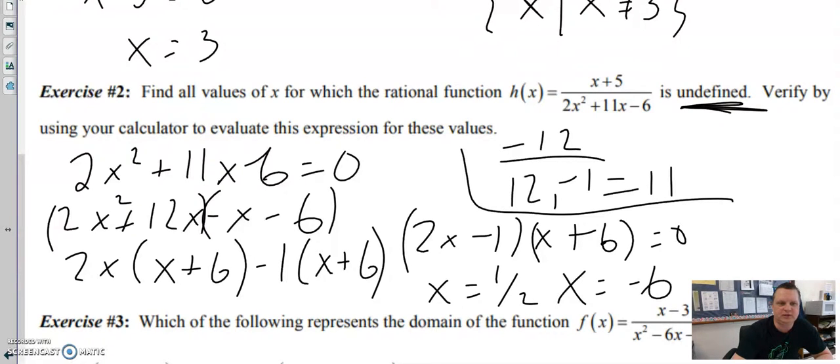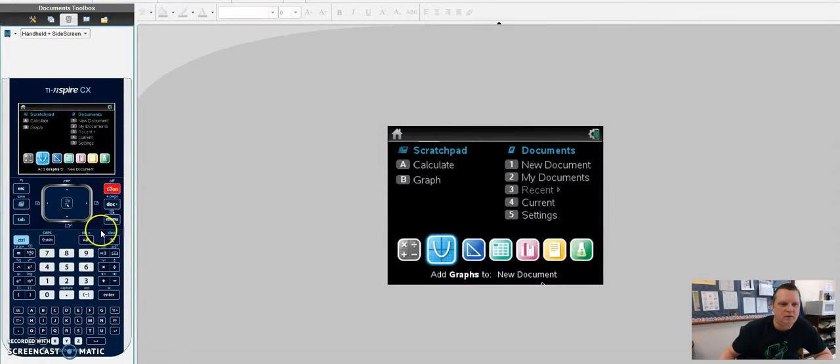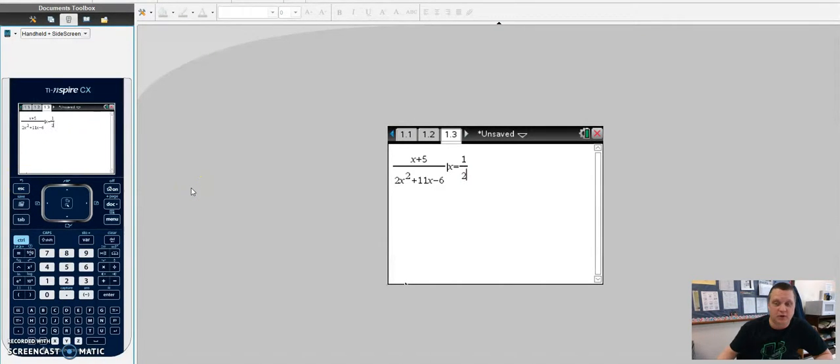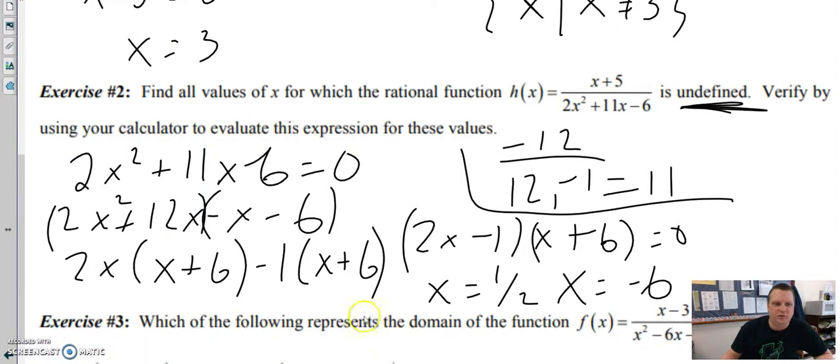Verify your calculations in the calculator. So go to your calculator, and we will go to the main screen. I will pause this. Okay, I'm back. You didn't even know I was gone. So here we are. Put in the calculator, verify. So you put in the original expression, x plus 5 all over 2x squared plus 11x minus 6, such that x equals 1/2. Enter, undefined. Okay, bring it down again. Back it up. Put in your negative 6. Enter, undefined. Okay, so that's how you verify using your calculator.